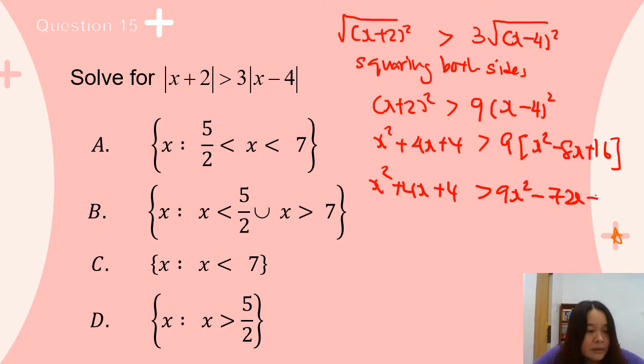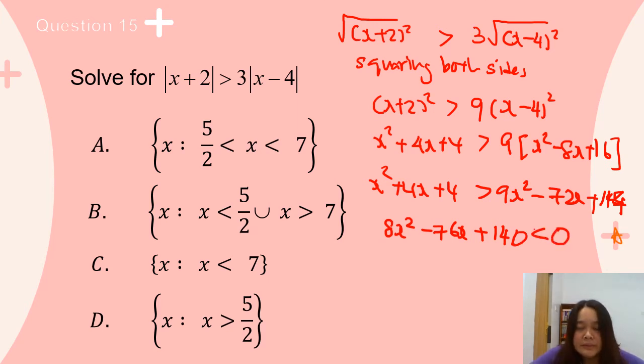And we collect the like terms, and we form another new quadratic inequality. So we have 8x squared minus 76x plus 140, I think, less than 0.